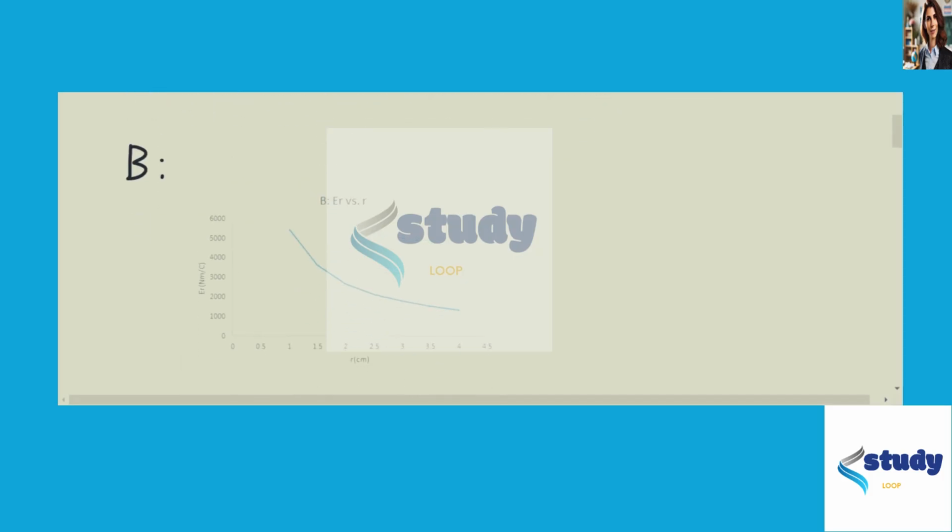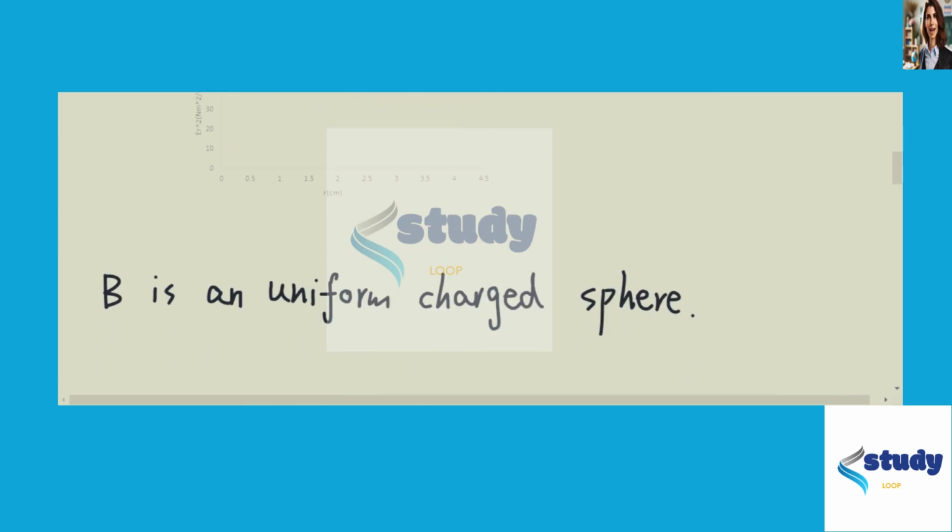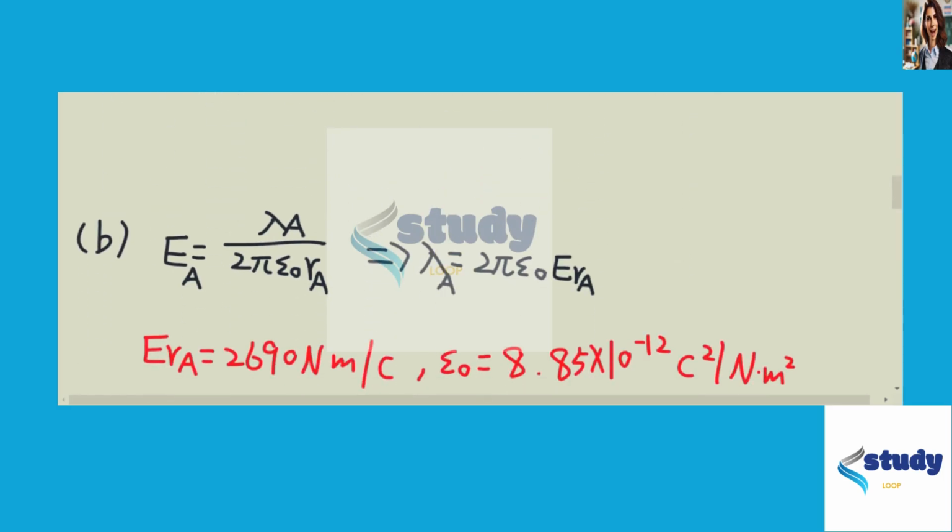And these are the two graphs I drew for B. And if you take a look at the ER squared versus R graph for B, you realize that ER squared is approximately constant as R increases. So therefore, B is a uniform charge sphere.